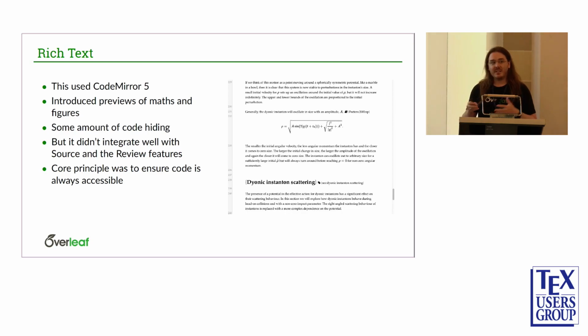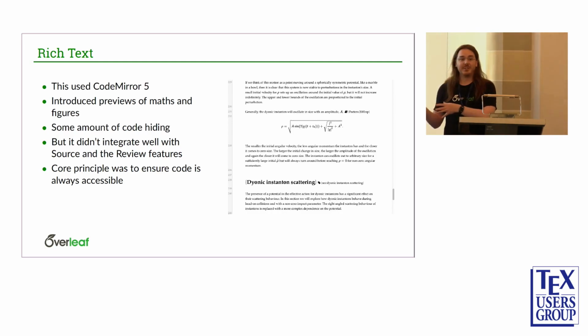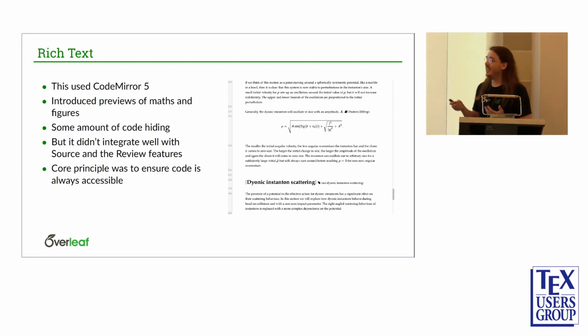but because at the time our source editor was using ACE, it meant that when we introduced features into ACE, they didn't translate across into the visual editor. And one of those key features was the collaboration features, so track changes and commenting on a document. You could do it in source mode, but you couldn't do it in the rich text.